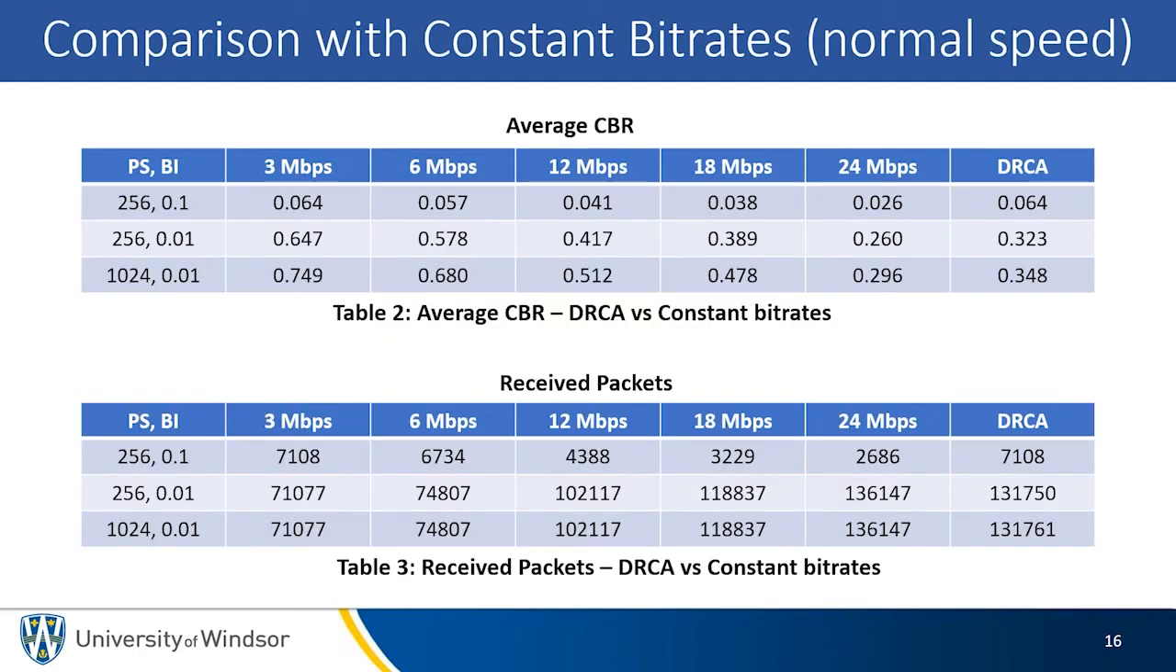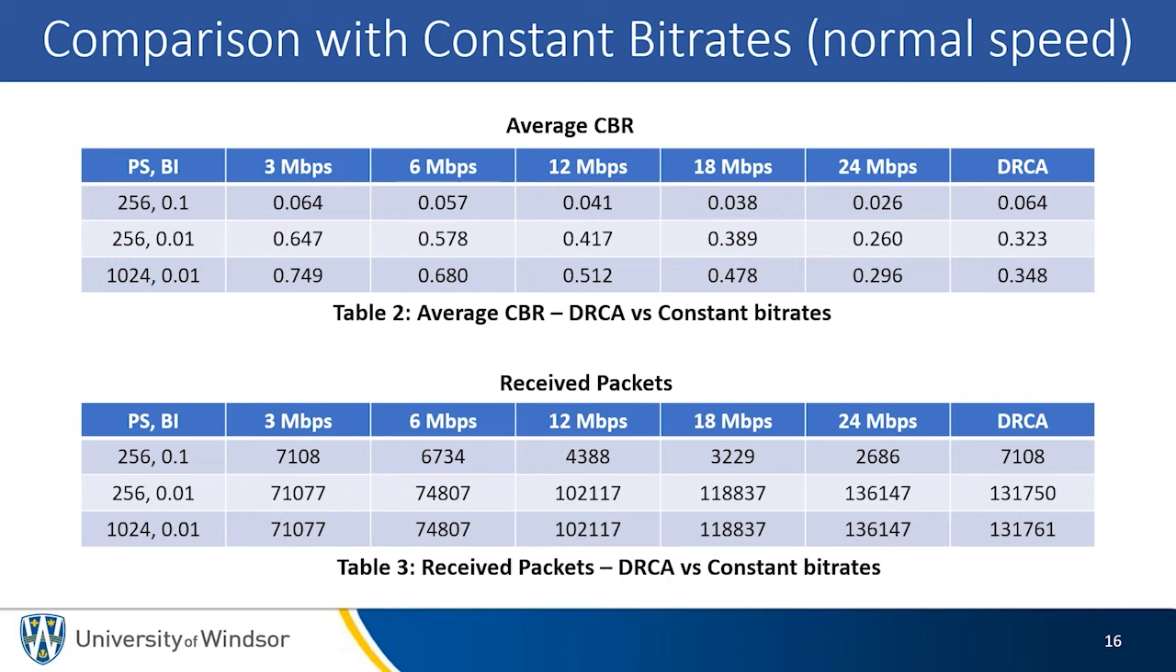Comparison with constant bit rates in a normal speed environment. In the simulation setup, the proposed DSCA approach was run alongside different constant bit rates such as 3, 6, 9, 12, 18, and 24 Mbps. The evaluation parameters considered were the average CBR and the total number of received packets.